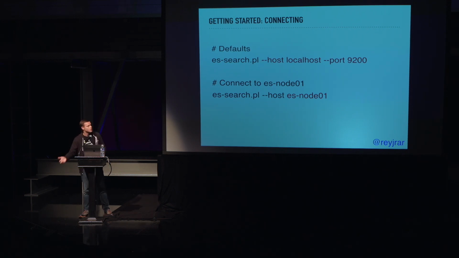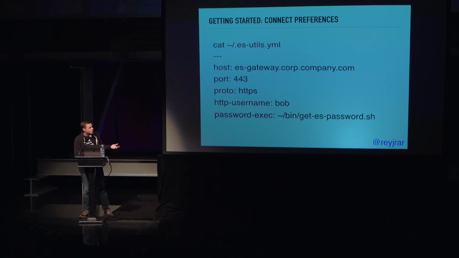The defaults are connect to localhost port 9200. It's going to use the REST API for Elasticsearch. If you need to override one of those, you can do that. But I'm all about minimizing keystrokes, and that's a lot of stuff to have to put on your command line. Makes it ugly. I don't like ugly. So it has its own dot files where you can specify things like the host, the port, the protocol, the HTTP basic username, and then you can have it shell out to a command, so you don't have to store your password in a plain text file on your server.